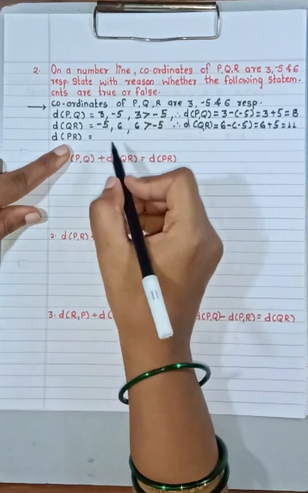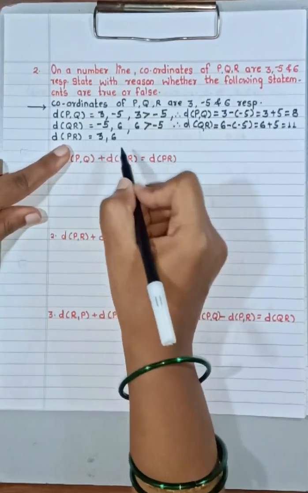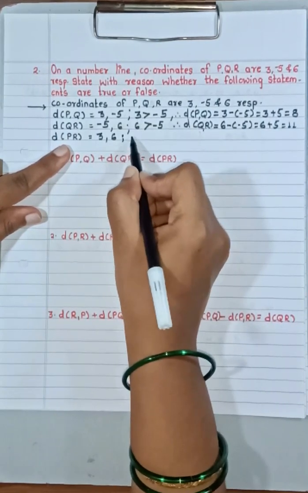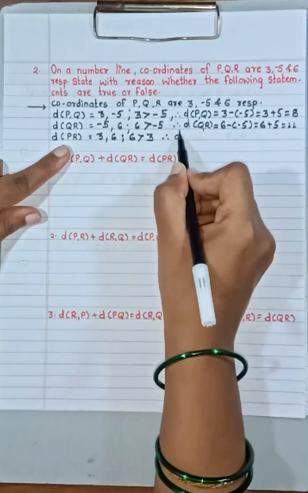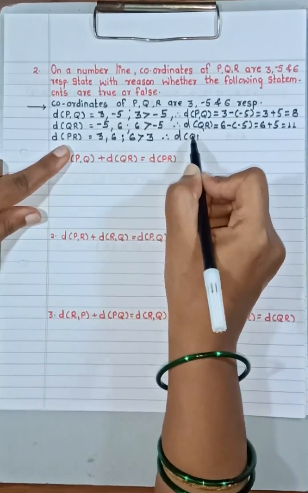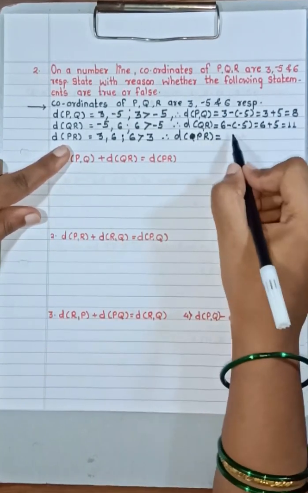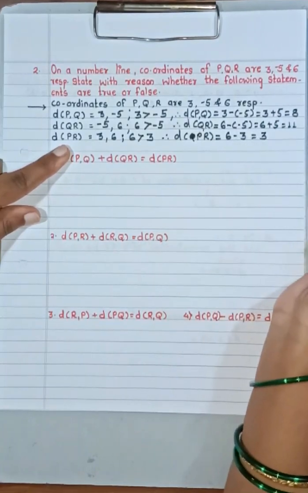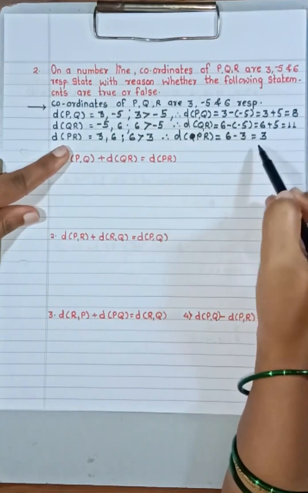Now PR. P is 3, R is 6. You also know that 6 is greater than 3. Therefore distance PR is equal to 6 minus 3, that is equal to 3. So that means PQ is 8, QR is 11, PR is 3.